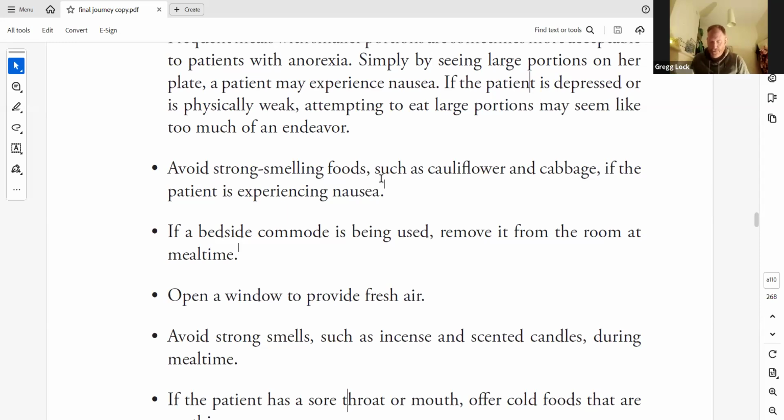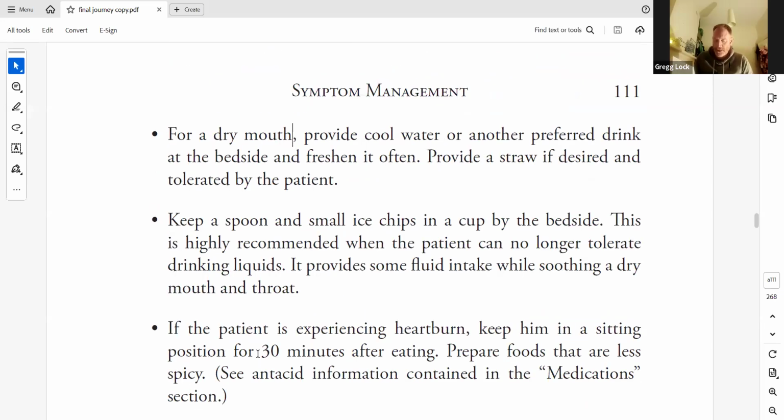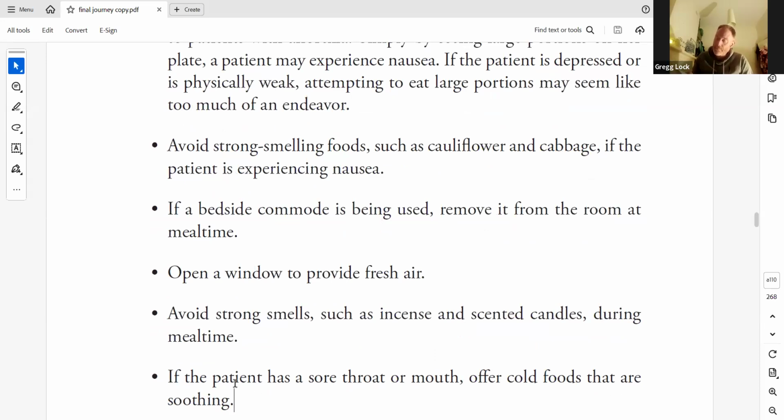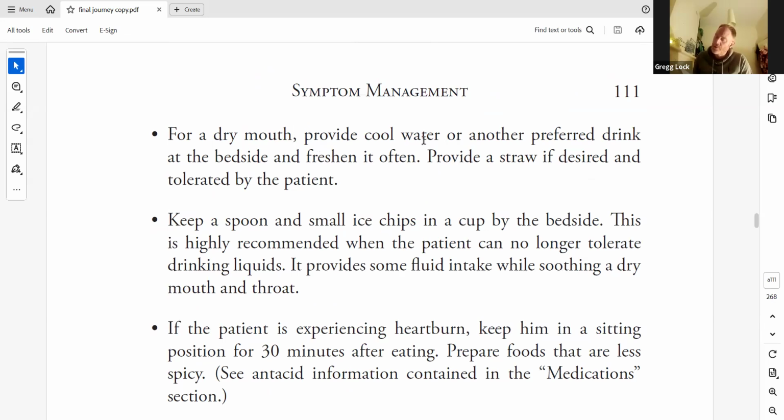Avoid strong smelling foods such as cauliflower and cabbage if the patient is experiencing nausea. If a bedside commode is being used, remove it from the room at mealtime. Open a window to provide fresh air. Avoid strong smells such as incense and scented candles during mealtime. If the patient has a sore throat or mouth, offer cold foods that are soothing. For a dry mouth, provide cool water or another preferred drink at the bedside and freshen it often. Provide a straw if desired and tolerated by the patient.